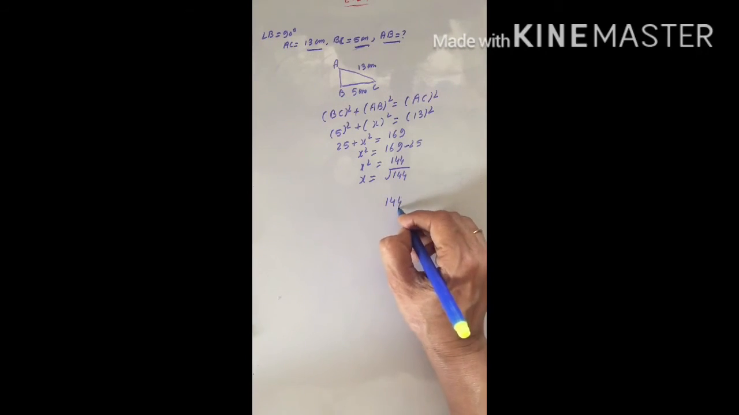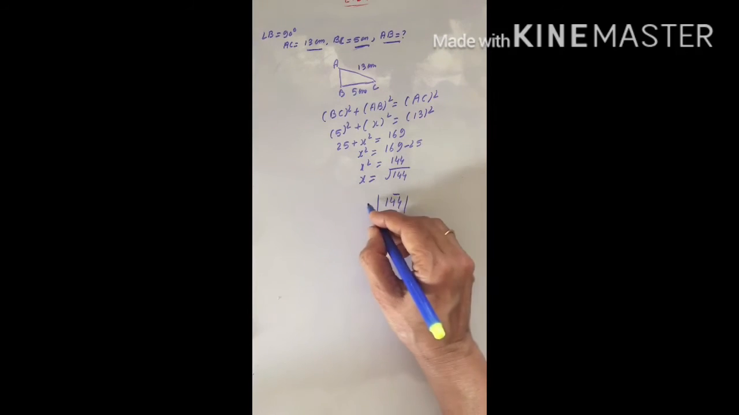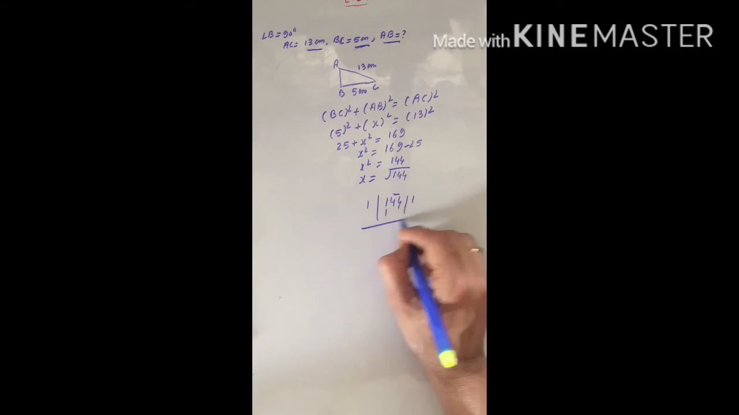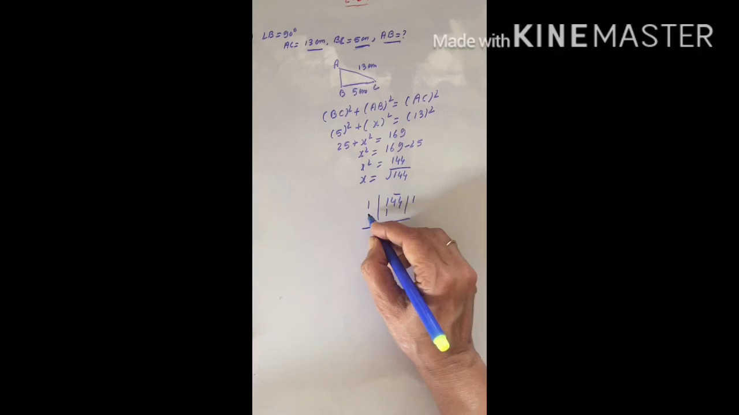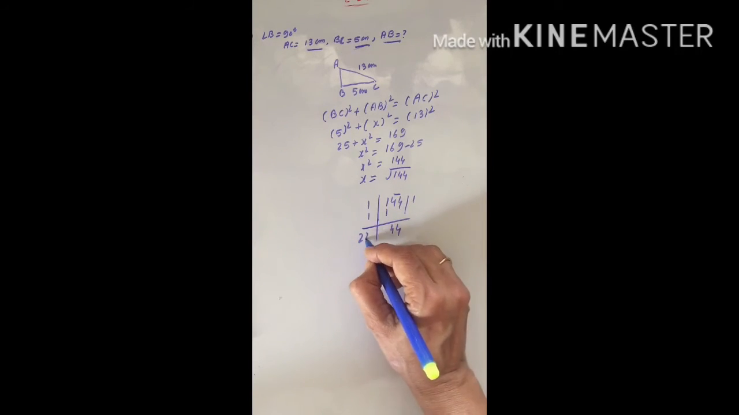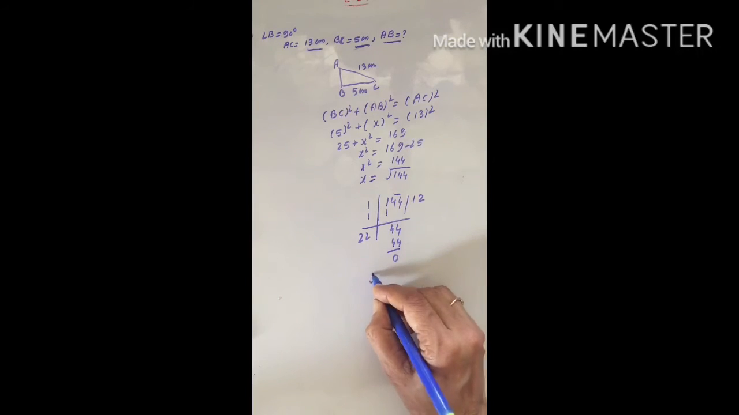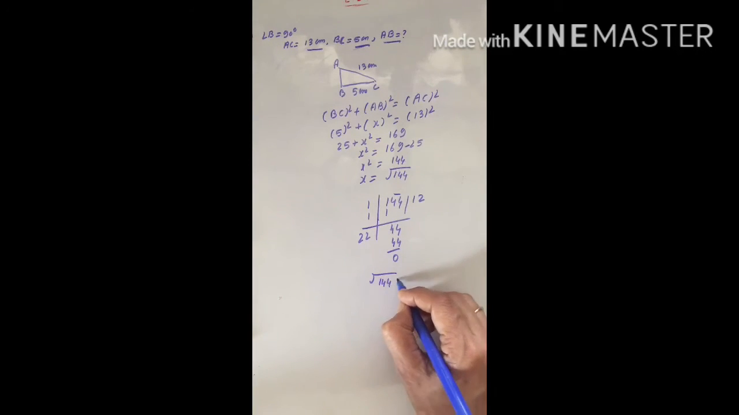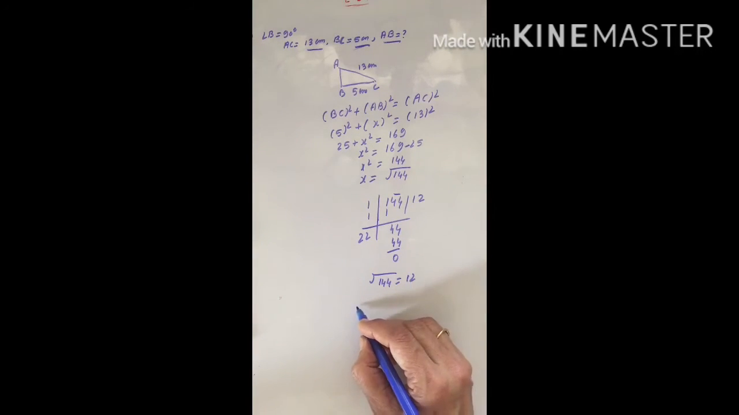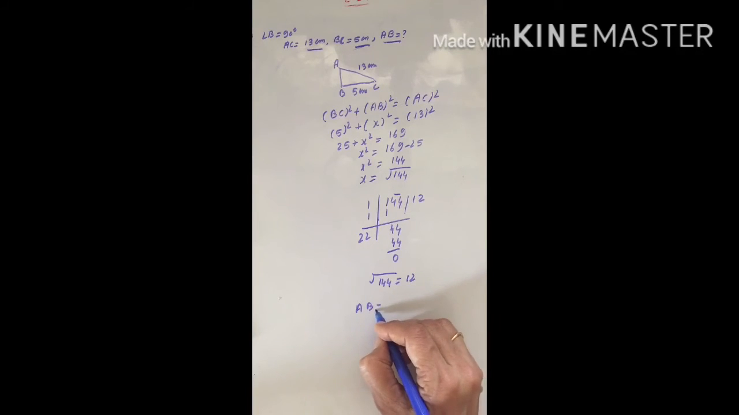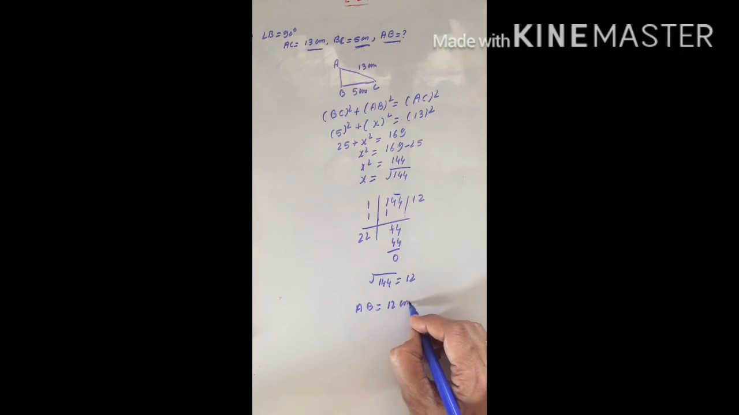Now you can use the long division method, make the pairs. It will go with 1. Now what will come down? 44. Now 1 plus 1, that is 2. Now it will go with 2, that is 44. It means the square root of 144 is 12. It means AB is equal to 12 centimeters.